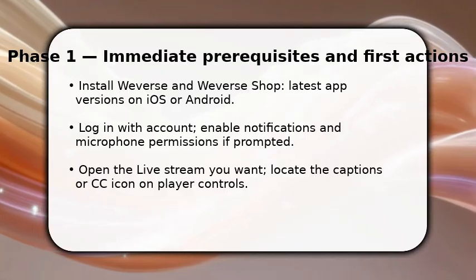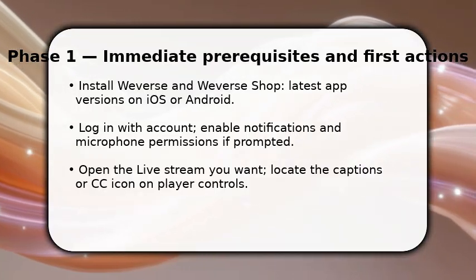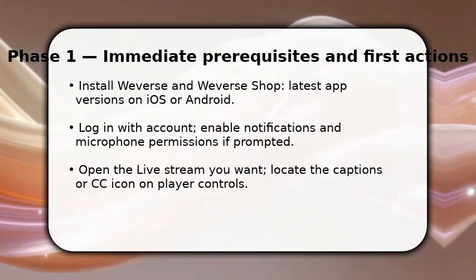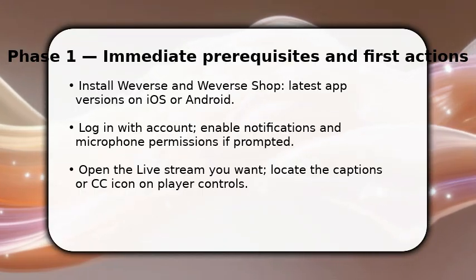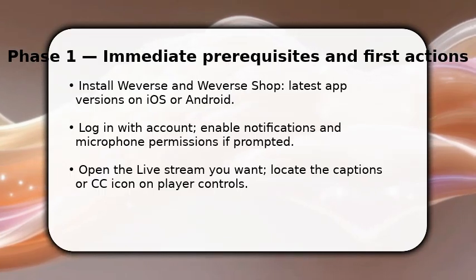You need the latest Weverse app and a logged-in account. Open the live stream now. Once you tap the live player, look for the CC or subtitle icon. It's usually top right or in the control bar. If you don't see it, make sure the stream supports subtitles. Some events use community captions or provider-generated text.